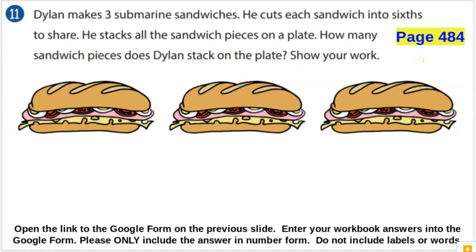This is your last problem for today. So again, solve the problem in your workbook, head over to the Google slide, and submit your answer. If you have any owed work from previous days, please complete that and make sure to email me if you have any questions on today's lesson or on any of the previous lessons that we have gone over.